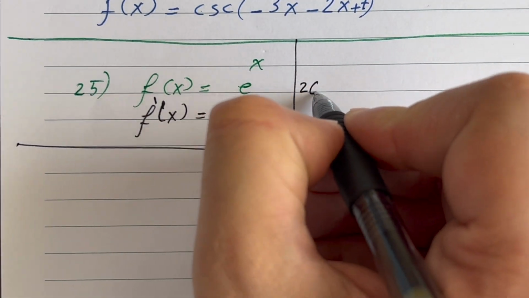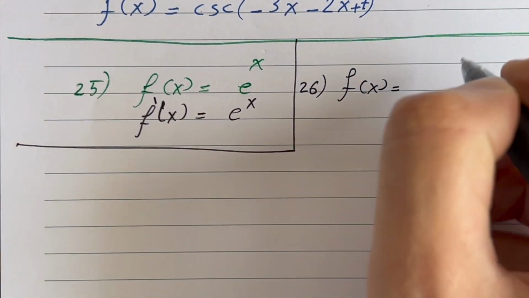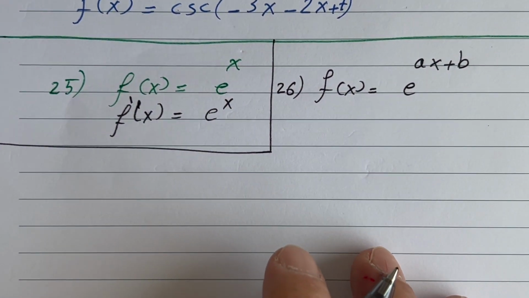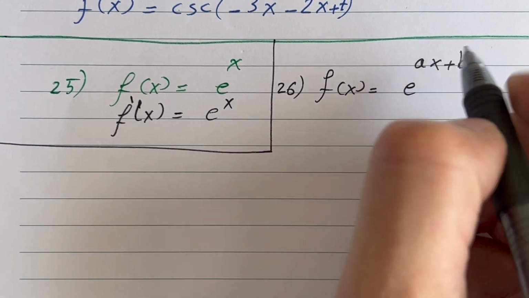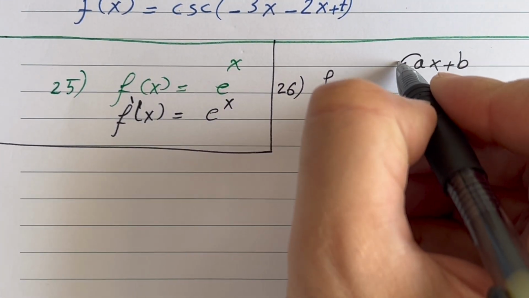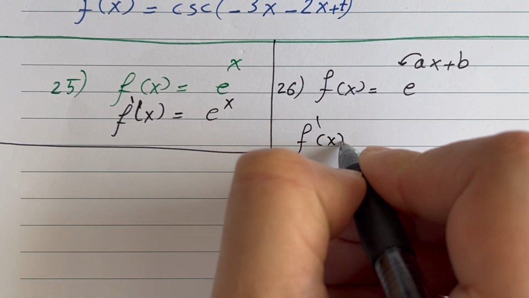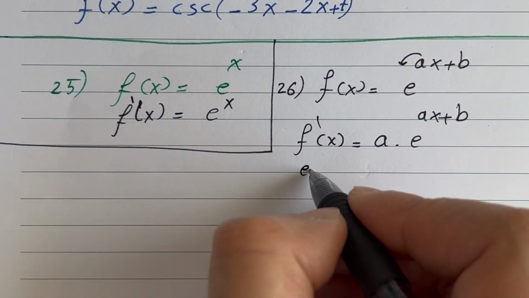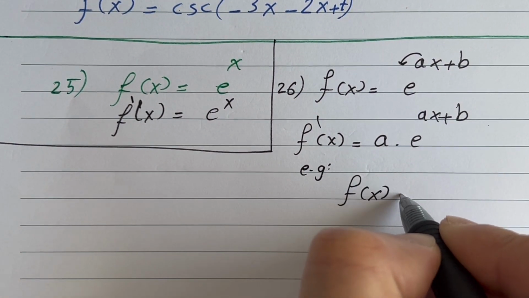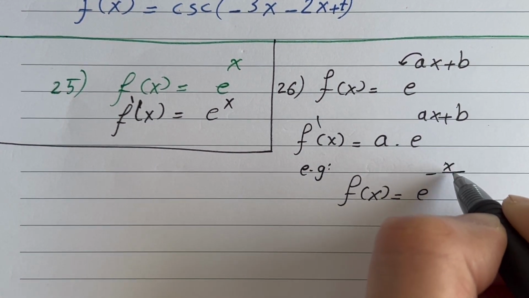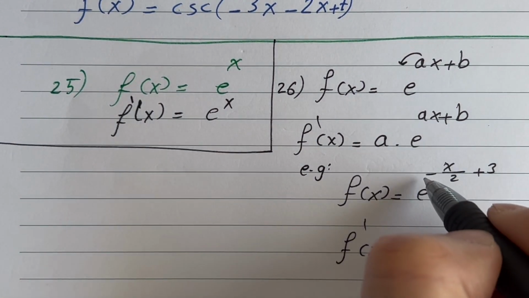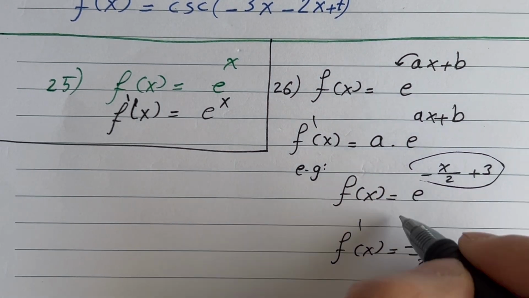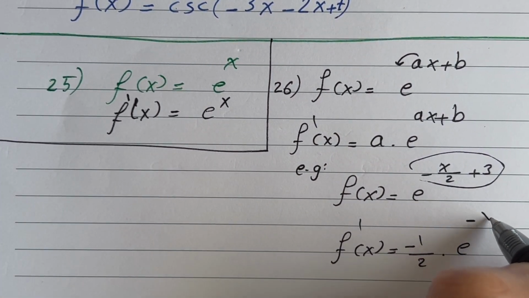Rule number 26. f(x) equals e to the power ax plus b. Since the exponent is a linear function, I will take the derivative of it, which is a, so I will drop a down. So the derivative would be a times e to the power ax plus b. Example, what is the derivative of e to the power negative x over 2 plus 3? The derivative of this linear function is negative 1/2, drop it down, times the function itself.